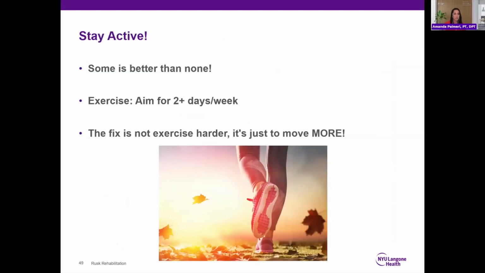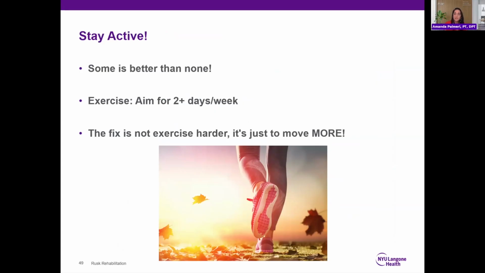So to summarize, what we know is that when it comes to sedentary behavior, some activity is better than none. So even if we are getting up for only a minute or two at a time, it's beneficial to break up that prolonged or unbroken sitting time, and we want to aim for exercise 2 days a week or more if we're able to.